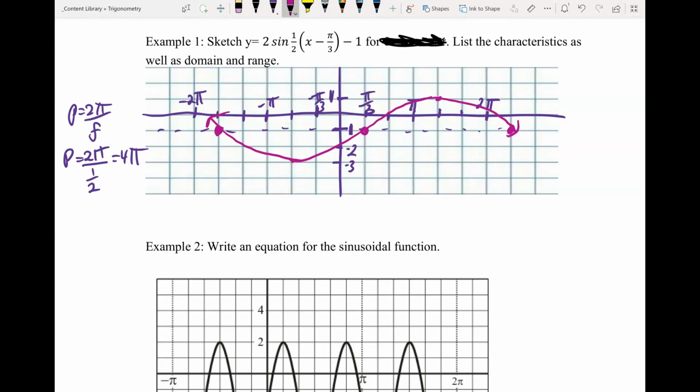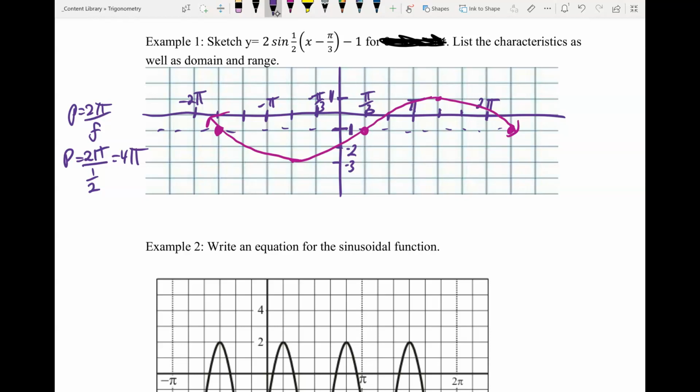If you didn't want to draw the negative x values, you could have just drawn it like this as well, and draw the full thing like that. Of course, you need to have the labels in there and say that this is one period, where this is pi over 3 and this is just going to be after 4 pi. You could have done that as well, and that would have been correct.